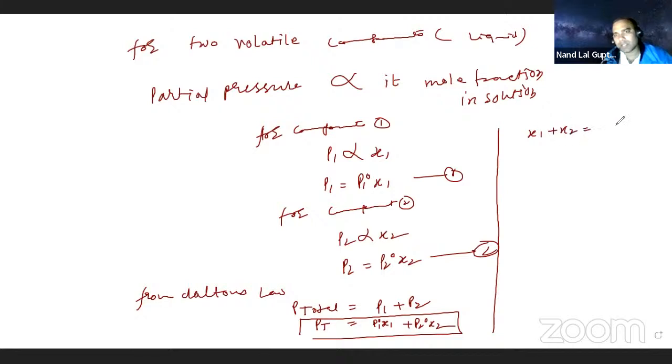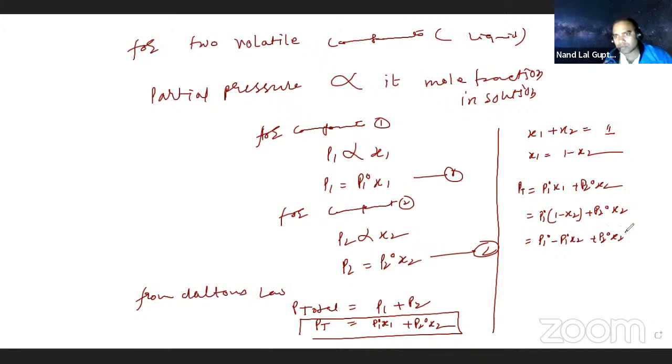x1 plus x2 is equal to 1. So x1 is equal to 1 minus x2. So P is equal to P1 naught x1 plus P2 naught x2. Here we are putting P1 naught times 1 minus x2 plus P2 naught x2. So what will be there? P1 naught minus P1 naught x2 plus P2 naught x2.